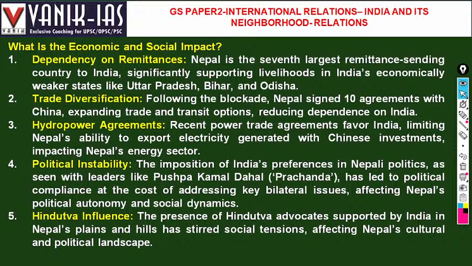Dependency and remittances. Nepal is the 7th largest remittance sending country to India, significantly supporting livelihoods in India's economically weaker states like Uttar Pradesh, Bihar and Odisha. Trade diversification. Following the blockade, Nepal signed 10 agreements with China, expanding trade and transit options, reducing dependence on India.